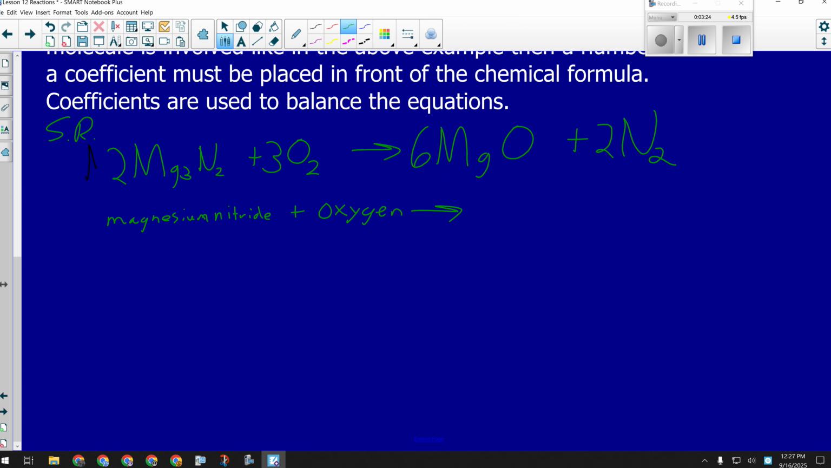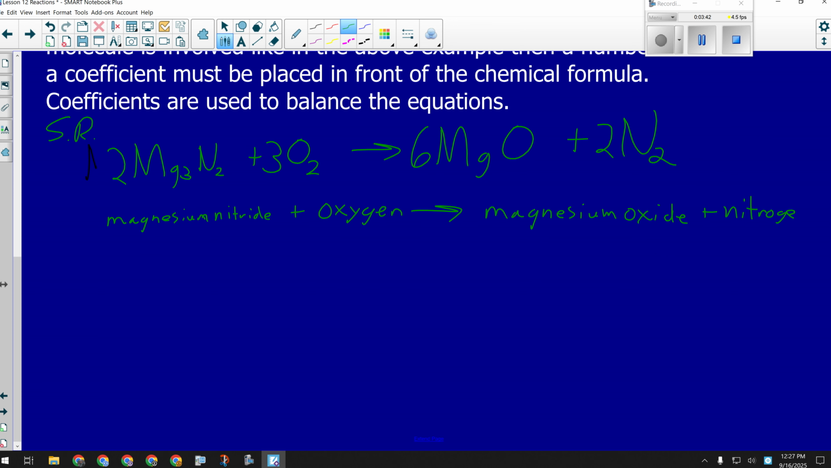Then arrows always separate the reactants from the products. So this goes to magnesium oxide and nitrogen.